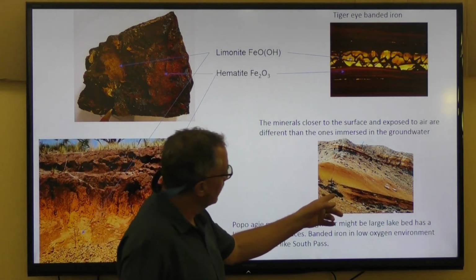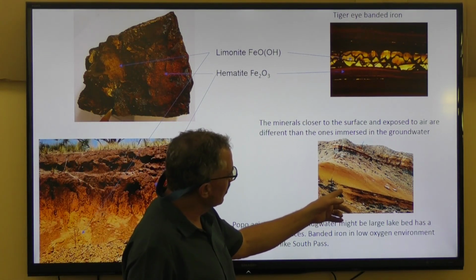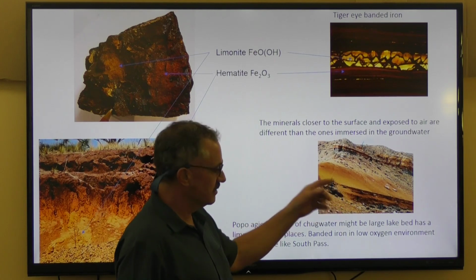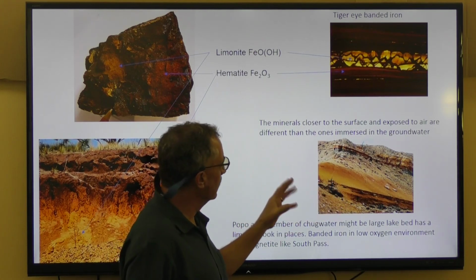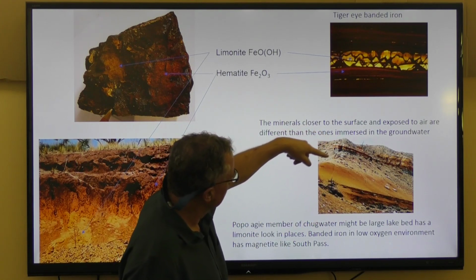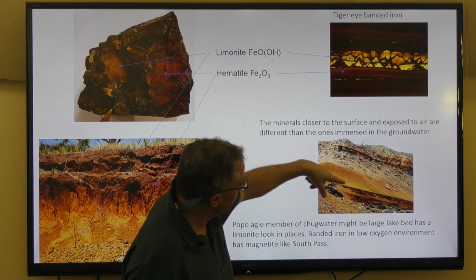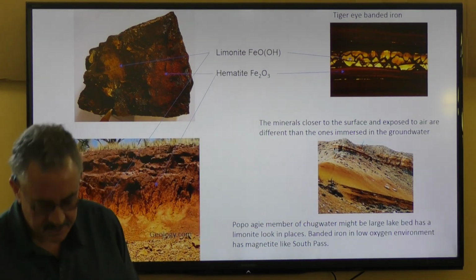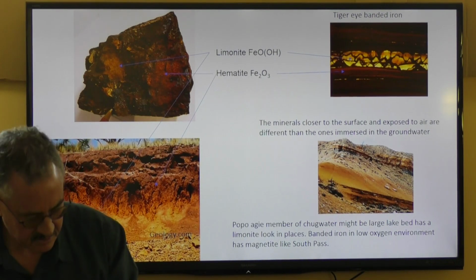Here's an example. As you go east from Du Bois, you're just getting onto the reservation here. It's roughly right at the border. This is the top of the Chugwater. Here's the nugget. And here it looks kind of like limonite. So it looks like this stuff.